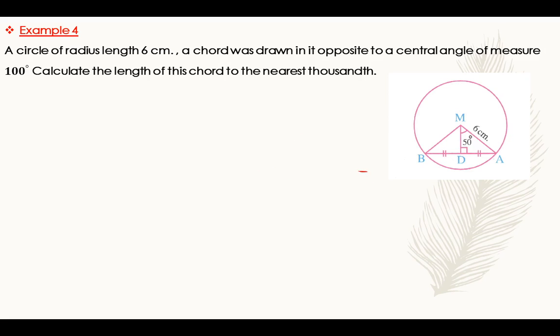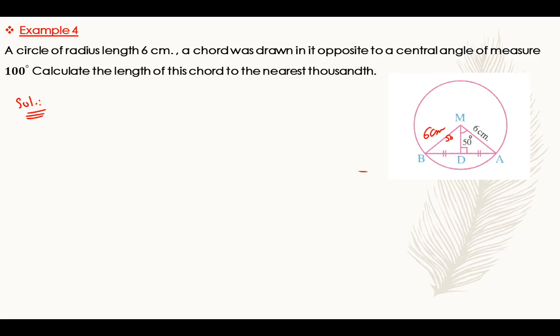In this triangle AMB, M is the central angle, measure of angle AMB equals 100, so measure of angle AMD equals 50 and measure of angle MDB is also equal to 50. AM is the radius, 6 cm, and MB is also a radius of length 6 cm. So triangle AMB is an isosceles triangle, so the perpendicular drawn from the vertex angle bisects the base, so now we have AD equals DB.